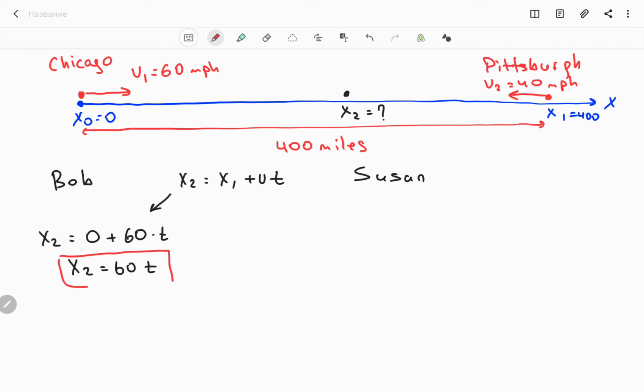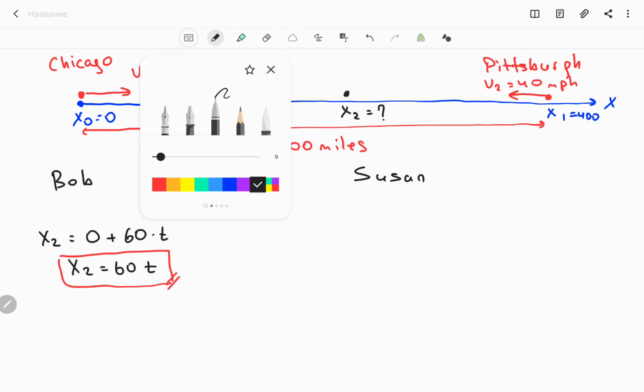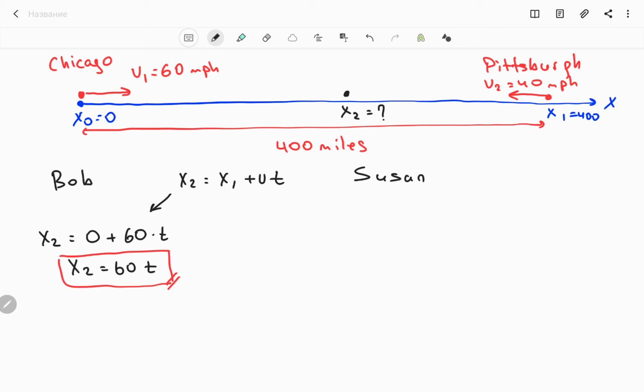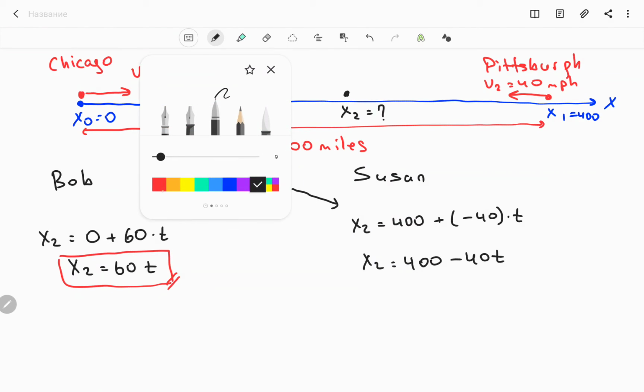As you see, we have two unknowns in this equation. So this equation is not enough to solve this problem. Second equation will come from Susan's motion. So again, let's write the same equation for Susan. Final position, same x2. Initial position is 400 miles. Velocity will be negative because Susan is moving to the left. That's why we will use a negative number. Time unknown. So x2 equal to 400 minus 40t. This is the second equation.